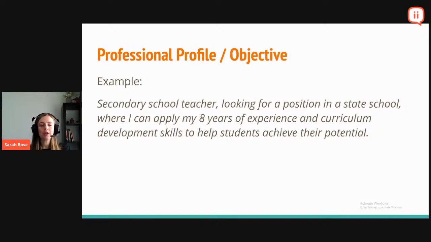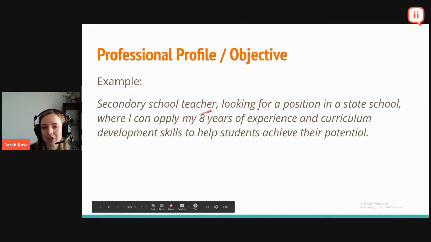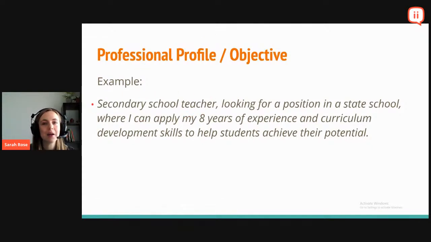This is a good professional objective, but it is quite a long sentence. So let's break it up a bit. Here we have the subject. We don't say I, we're talking in the third person. Secondary school teacher looking for a position in a state school.